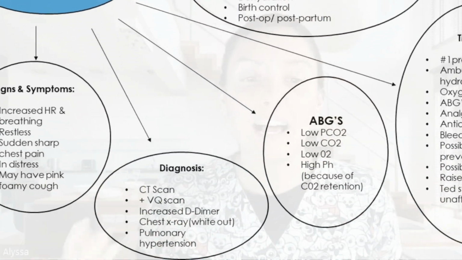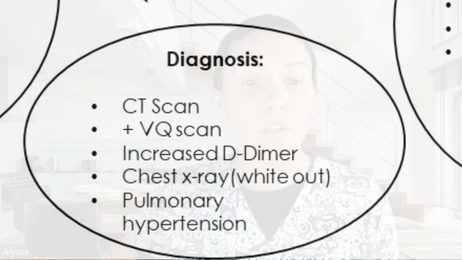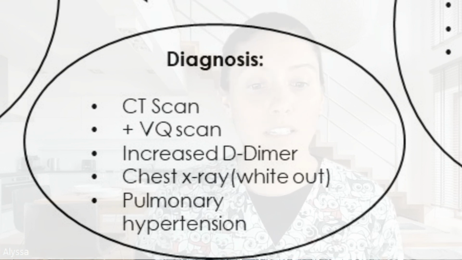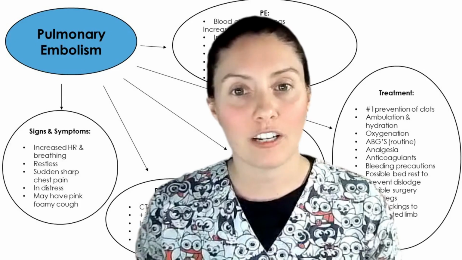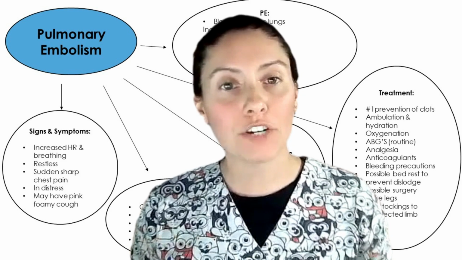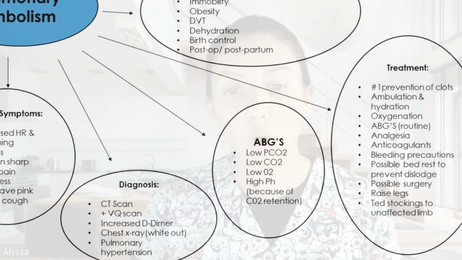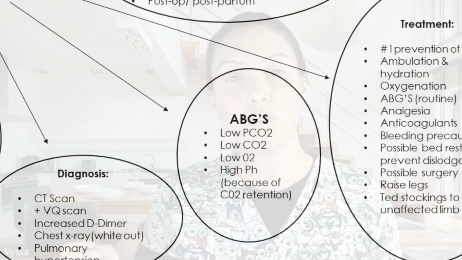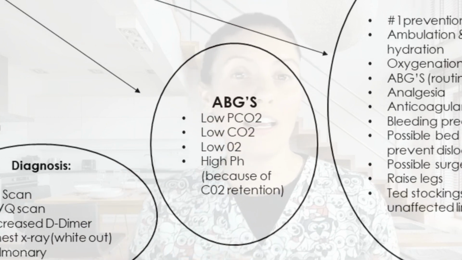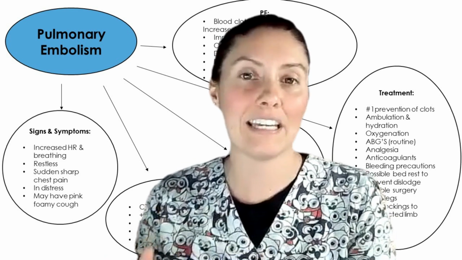Next, we have diagnosis. So how are we going to diagnose a pulmonary embolism? Through a CT scan, a positive VQ scan, increased D-dimer, chest x-ray, and pulmonary hypertension. So if we're looking at arterial blood gases for pulmonary embolism, we will have a low PCO2, a low CO2, a low oxygen. We're going to have a high pH because we're retaining that CO2.